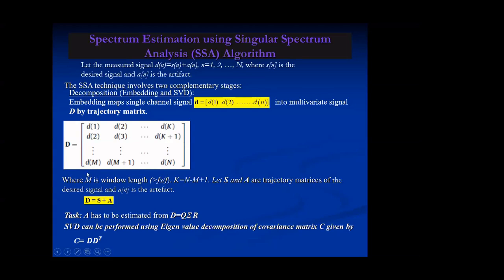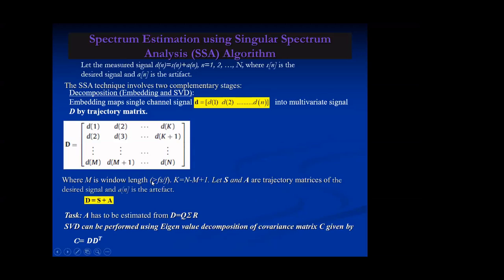M is called the window length, and this we have to choose according to the relation. M should be greater than the sampling frequency of the signal divided by the frequency of the signal of interest. If it is an EEG signal, the frequency of the signal will be around 50 to 60 hertz. And if it is an ECG signal, it's around 150, 200, sometimes 250. So it depends upon that. This is the sampling frequency divided by the signal frequency. If I take the ratio, M should be greater than that.